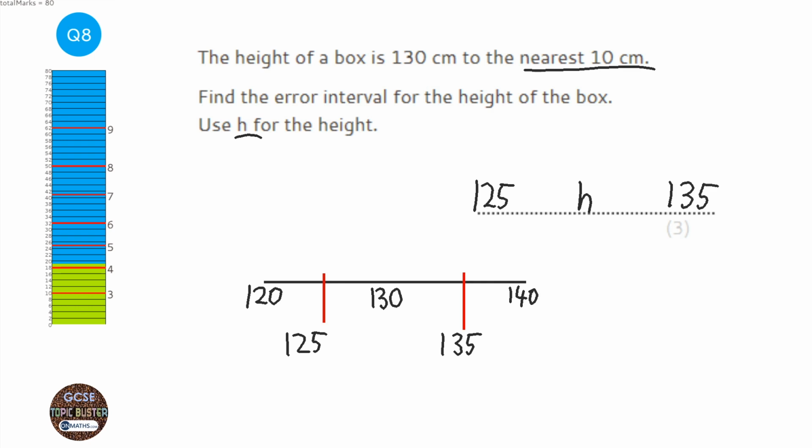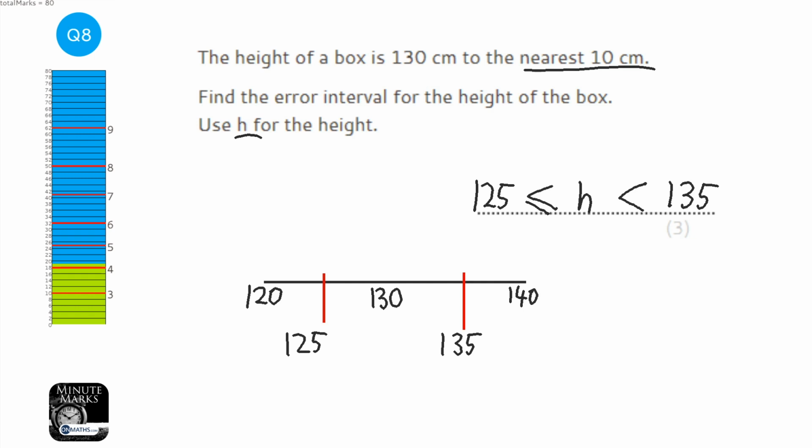Now, h was greater than, but it could have been 125 as well. So we have a little equals underneath the inequality. H was less than 135, but it couldn't be 135, otherwise it would round up to 140, so we don't put the equal sign there.